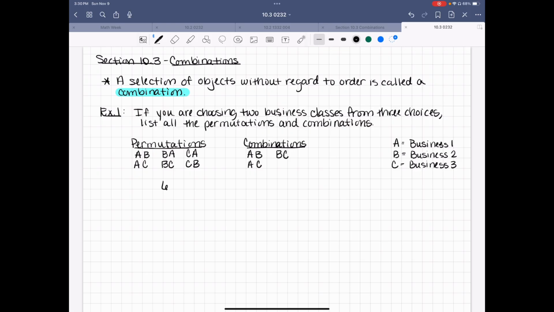Okay. Now let's go over to the C's. If I start with business 3, C, if I say CA, well, I already have AC listed, so I can't list CA. Okay, what about CB? If I try CB, you'll notice I already have BC. So we can't list that either. So as far as combinations go, I only have 3.